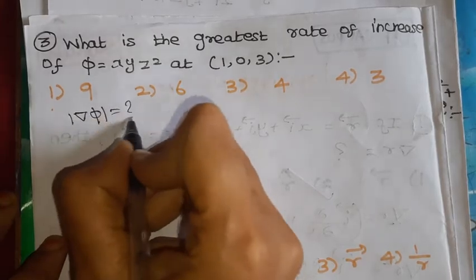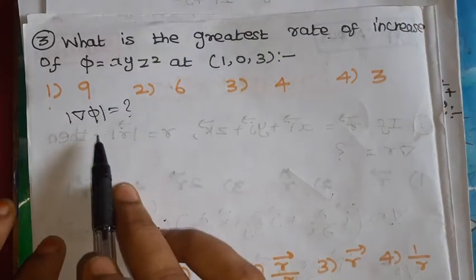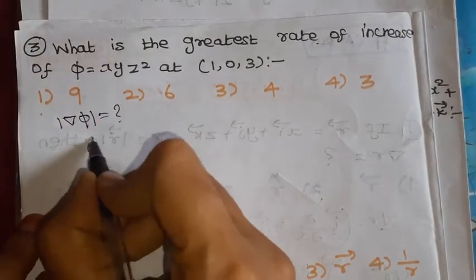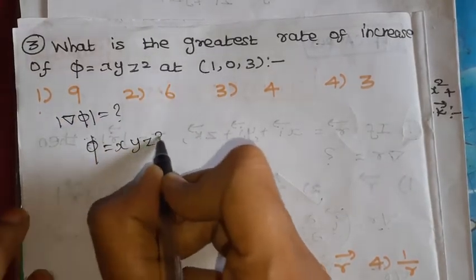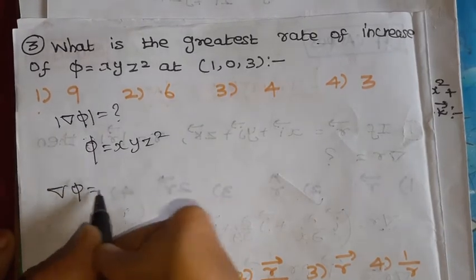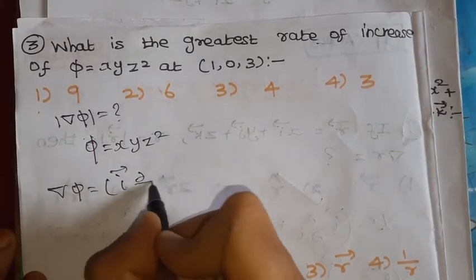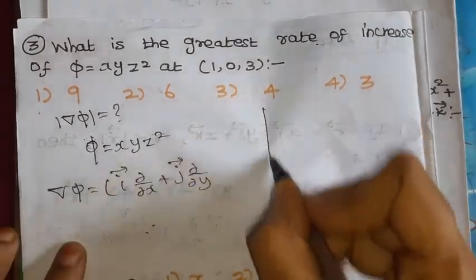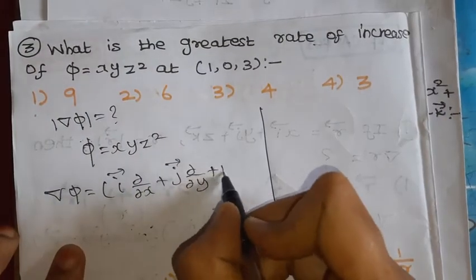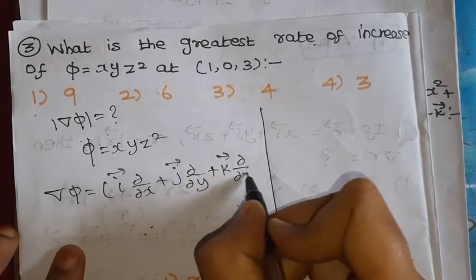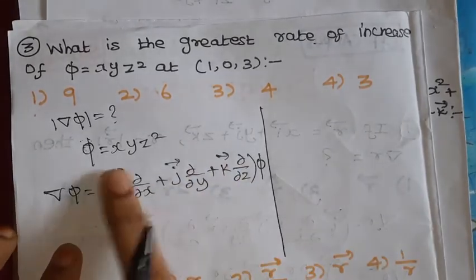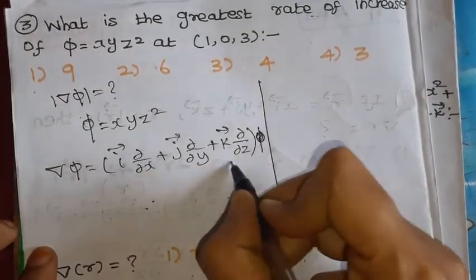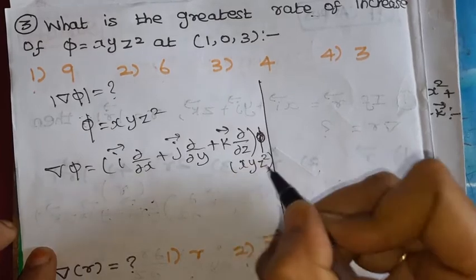Greatest rate of increase is nothing but modulus del phi. So we are going to find out the modulus del phi value. Phi value is given, what is phi? xyz squared. So del phi is nothing but i into dou by dou x, j into dou by dou y, plus k into dou by dou z, into phi. Phi is nothing but xyz squared, so in place of phi we can substitute xyz squared.